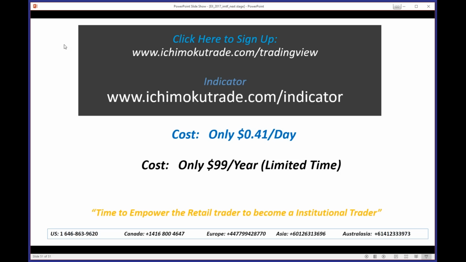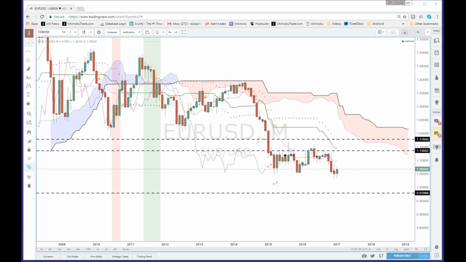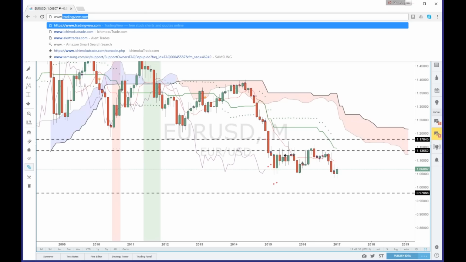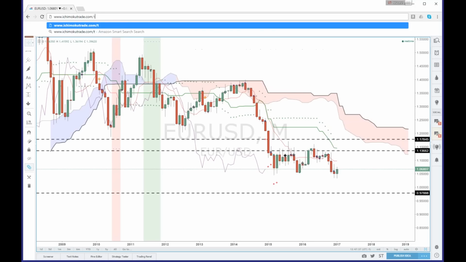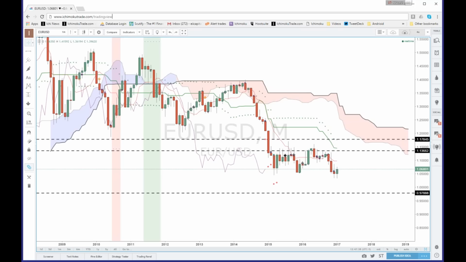Give me one second, I'm going to switch over to my browser and show you how to do everything. You're going to go to a browser, it could be Google Chrome, Internet Explorer, it doesn't matter at all. Remember, you could use TradingView on your mobile phone too. I'm going to use Google Chrome because we like that a lot. I'm going to go to ichimokutrade.com, which is our website, /TradingView. When I do that, it automatically takes you to the TradingView website.